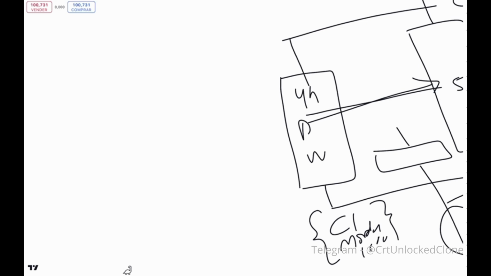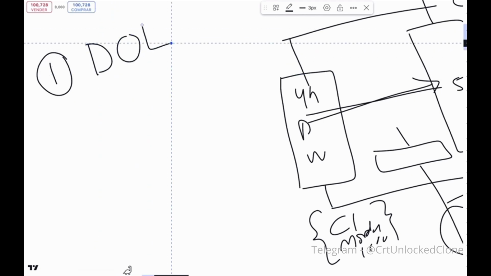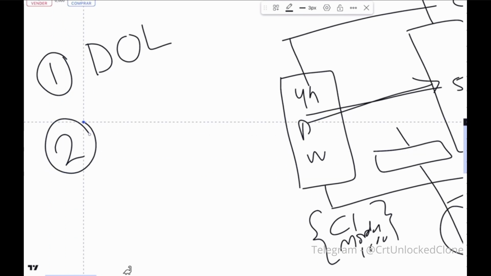So, first of all, CRT is the most accurate way to determine the draw on liquidity. It's the most accurate way to determine where the price is heading to next.